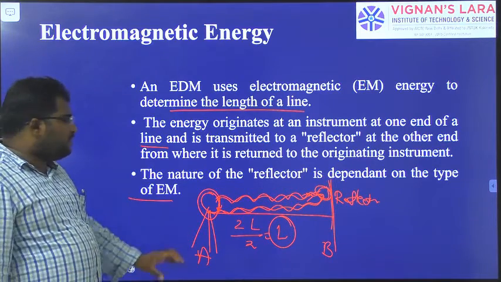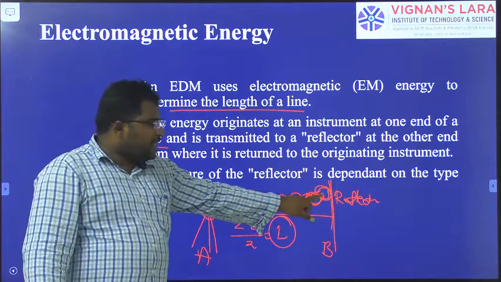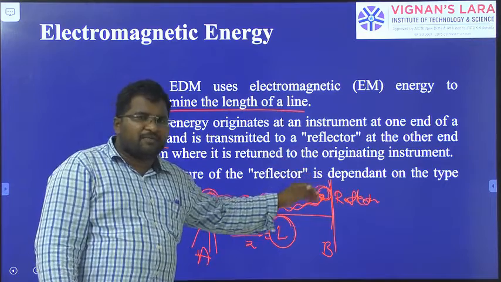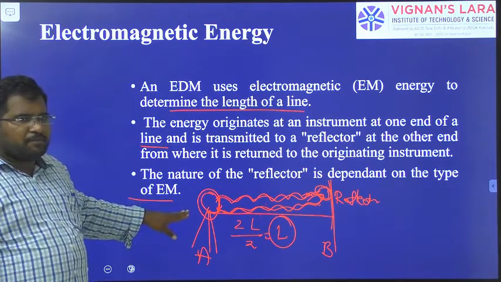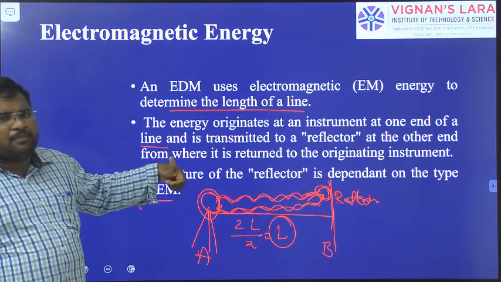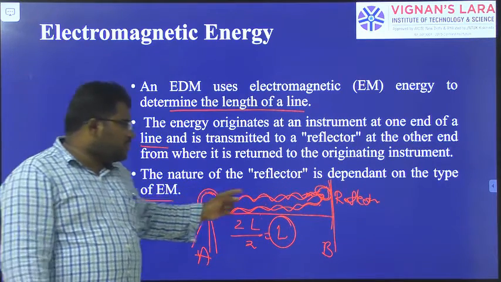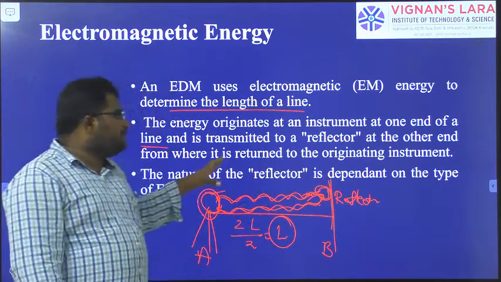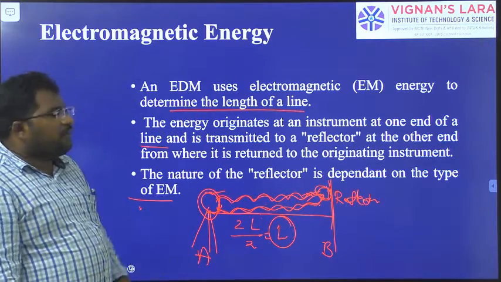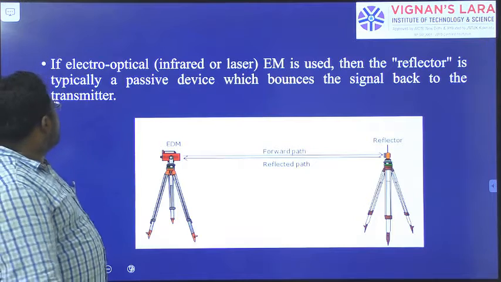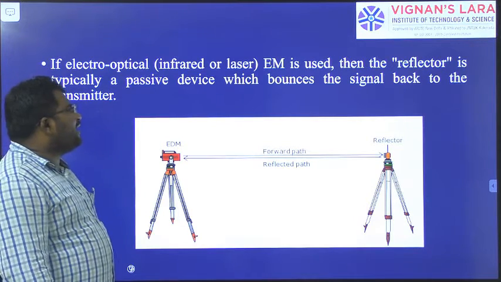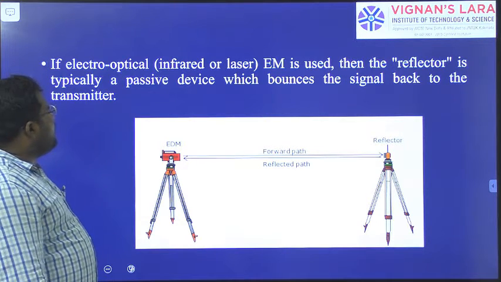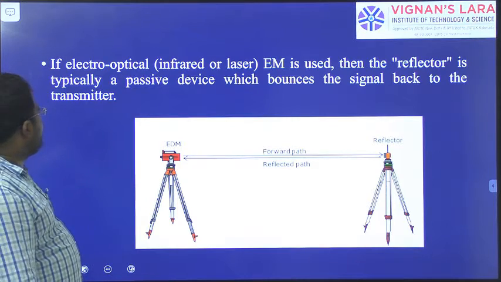So the simple theory is: from the instrument you release the light and it goes and touches the reflector, and from there the light reflects back and reaches the same instrument. From here it calculates the time of travel. Once going there and coming back, that is divided by two, so that we get the length of travel from the velocity, the speed of light. Now you can see, if electro-optical or infrared laser electromagnetic energy is used, then the reflector is typically a passive device which bounces the signal back to the transmitter.